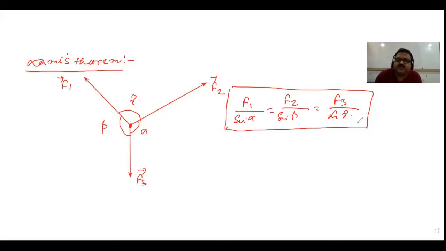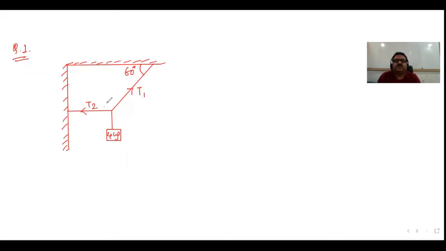So let me show you some problems related to the equilibrium of forces. Let's start. Look at this, a problem is given like this. A 4 kg mass is hanging from this point, and this mass is connected with two strings of tension T1 and T2 like this. One angle is provided, 60 degrees, the other is 90 degrees. We need to calculate the values of T1 and T2.